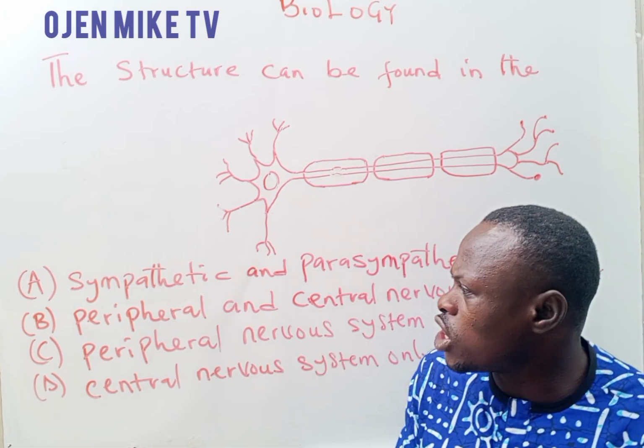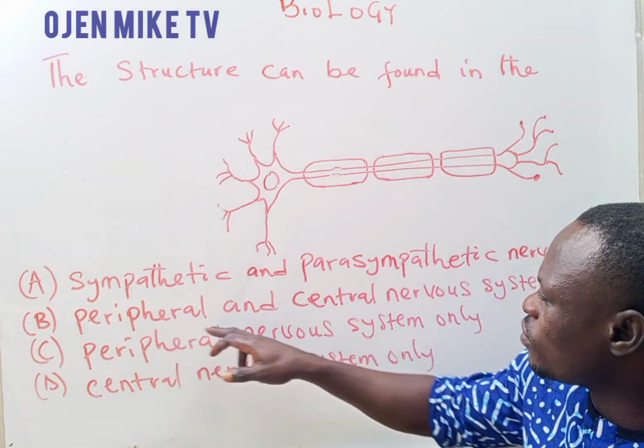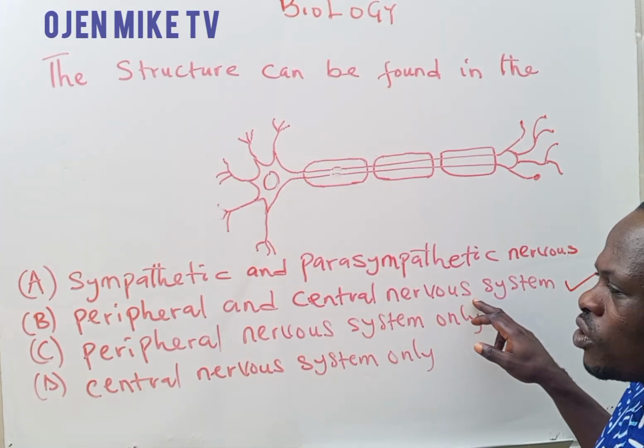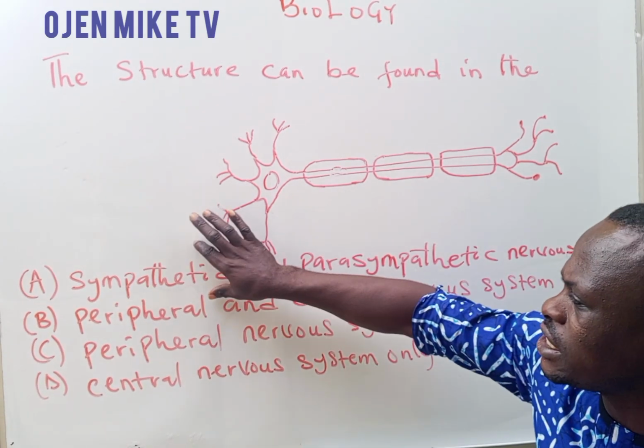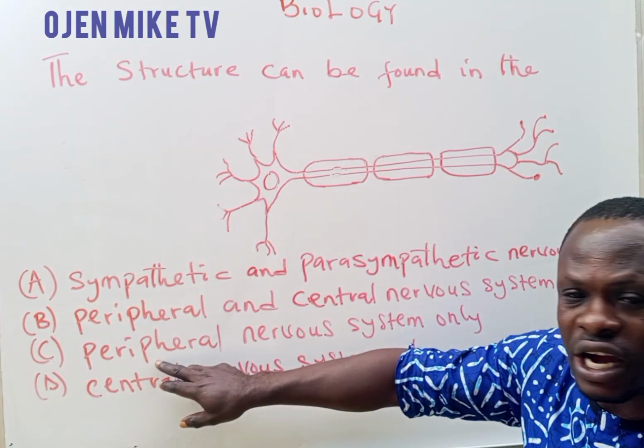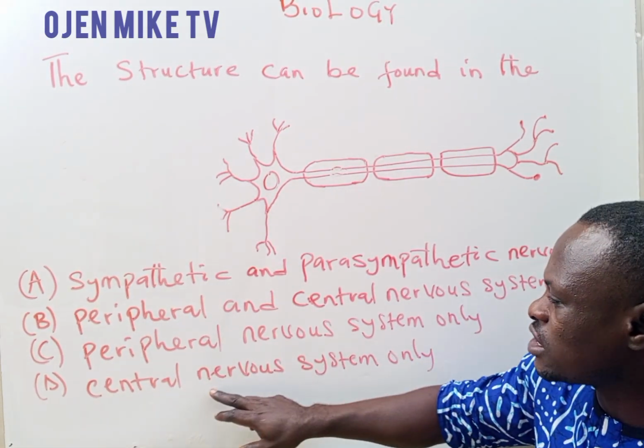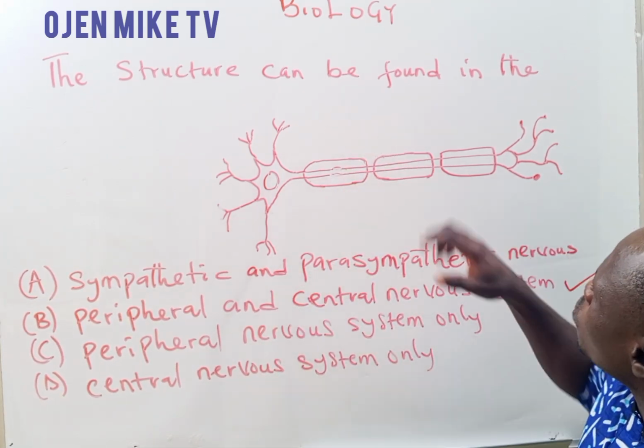Do you get that? So our correct option is what? Peripheral nervous system and what? Central nervous system. Not sympathetic. Sympathetic is only for the peripheral. Why do we have the central nervous system? Because the nerve cells have the neuron.